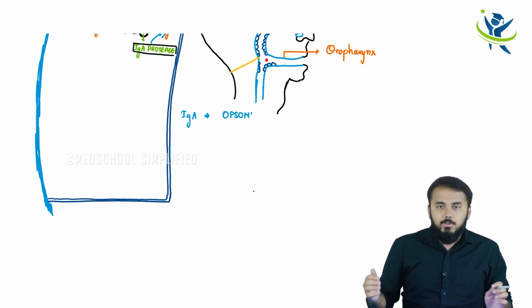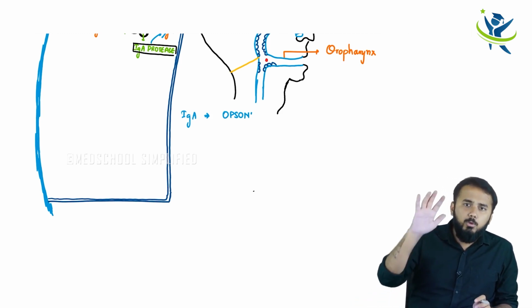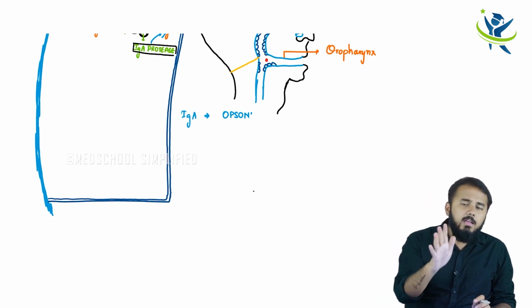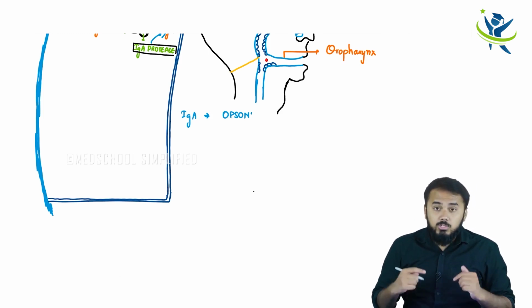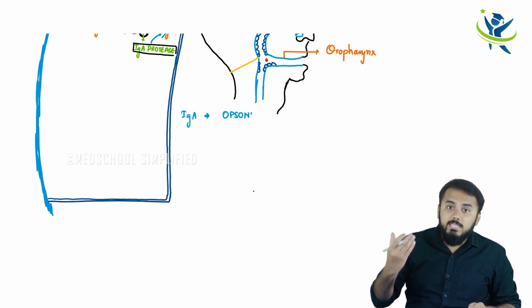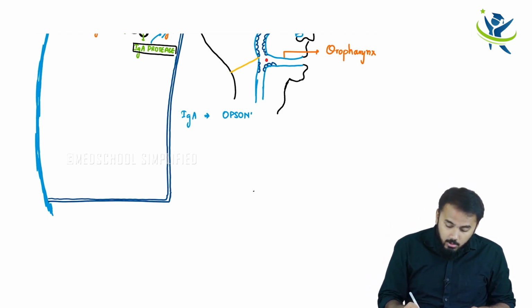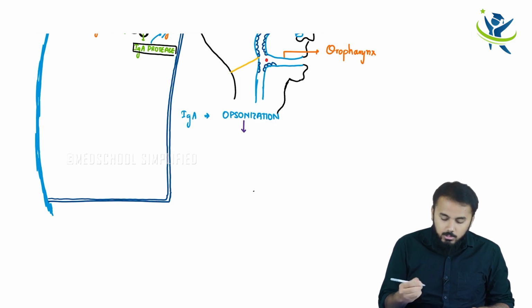So in this process of opsonization, IgA should put a tag, a radium tag. And what is that radium tag? Those radium tags are called opsonins. Can you tell me what those opsonins are?